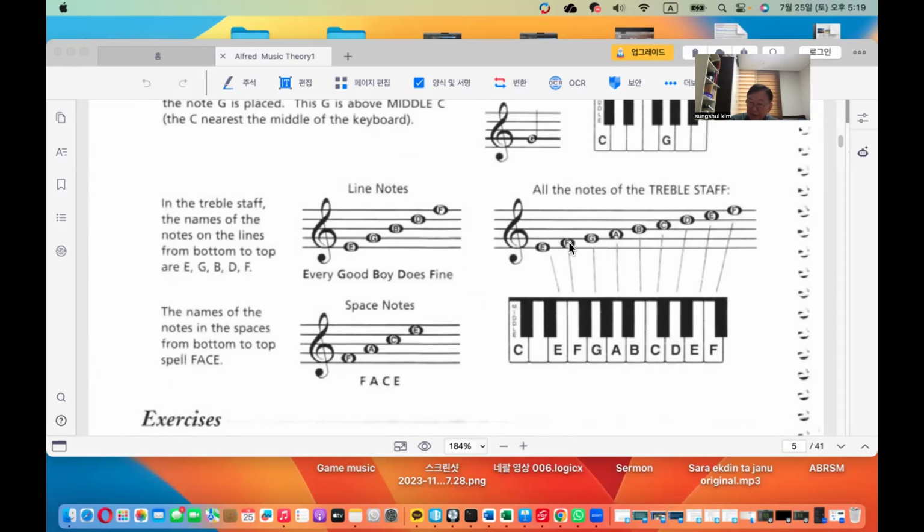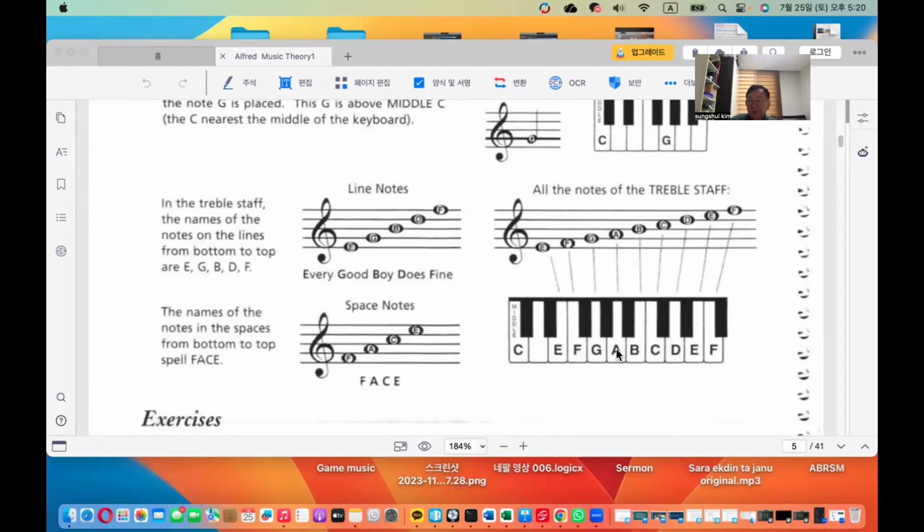How to remember the space names? FACE. Space 1, F, A, C, E. How to play on the piano keyboard? It's like this. Piano keyboard right here. The line connects to piano key E. Every Good Boy Does Fine. Space names now here: F, A, C, E.